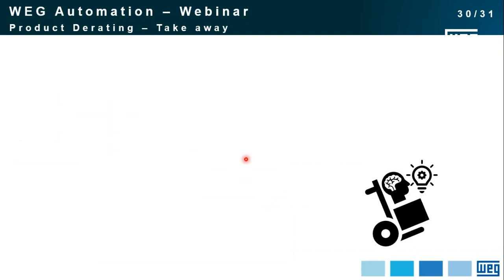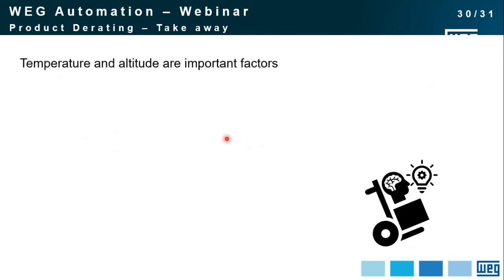So now we are closing this webinar, but first I would like to give a wrap up of this presentation. So what can you take from it? You have learned that temperature and altitude are very important factors when you are applying these electronic devices. You have to understand very well your application and environment, because these harsh applications can definitely alter the functioning of the product.